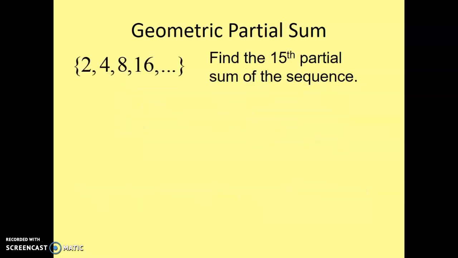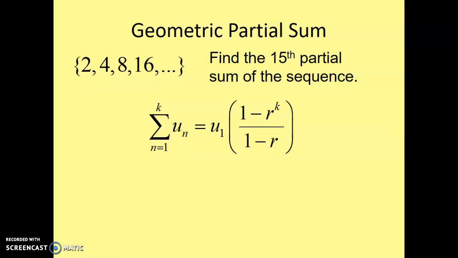So now we have 2, 4, 8, 16. Again, this is a geometric pattern. It has a common ratio of 2. We're multiplying by 2 each time. We're going to find the 15th partial sum of the sequence. So if this is your formula, your u sub 1 will be 2. The 1s are a stock part of the formula. Your common ratio is 2. Your k value is 15.